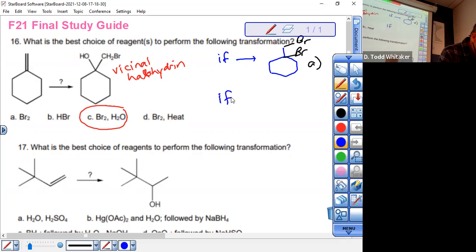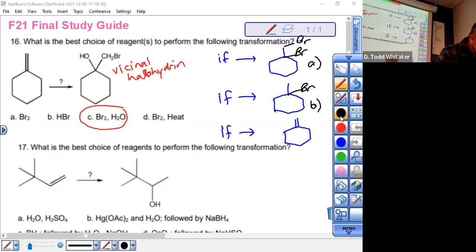If it goes to just BR here, it's B. And if it goes to this, and the double bond stays, and you get an allylic bromine, that's the one with the initiation propagation, right? Br2 and heat. So each of those is a good answer for a different question, except for C, which is for this question.